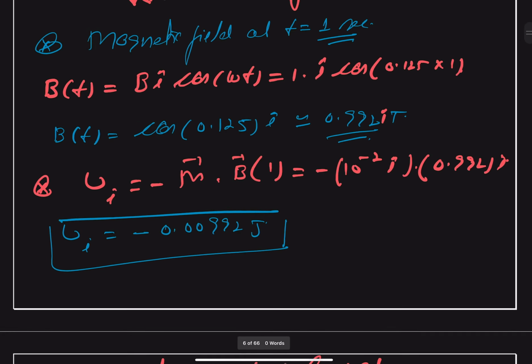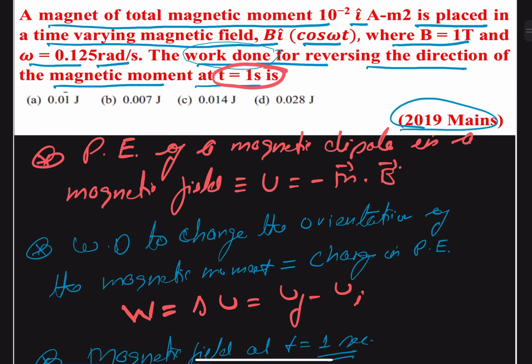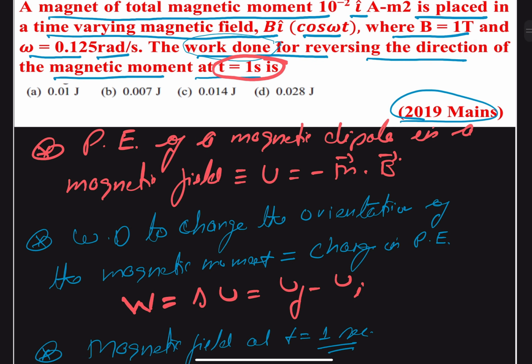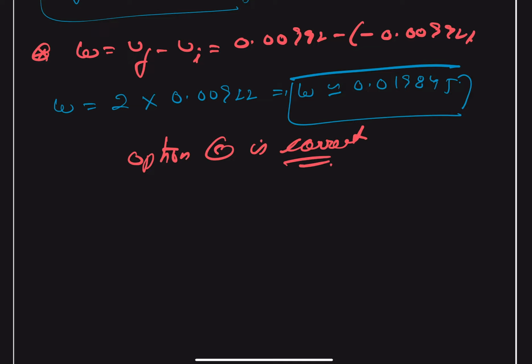And the option that is the correct one is the closest one, option number C. Option C is correct. We come to the next question.